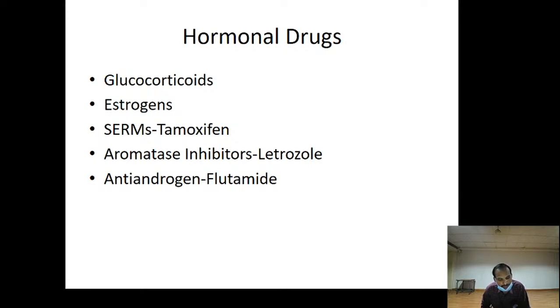Filgrastim, filgrastim. This is a very, very important 2-mark question. Mention some colony stimulating factors that are used to improve the leukocyte count after the bone marrow depression caused by anti-malignancy drugs, that is filgrastim. Nearly 24 hours after the anti-malignancy chemotherapy is given, filgrastim is given at the dose of 5 microgram per kg body weight. Typically 300 microgram is given.